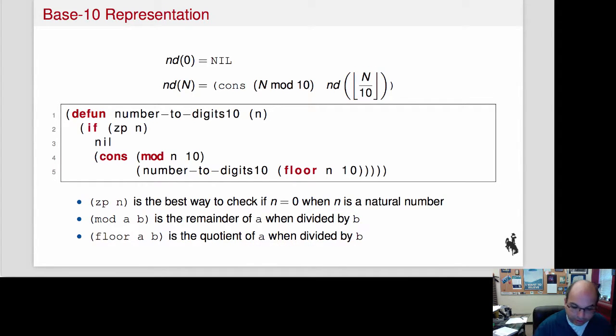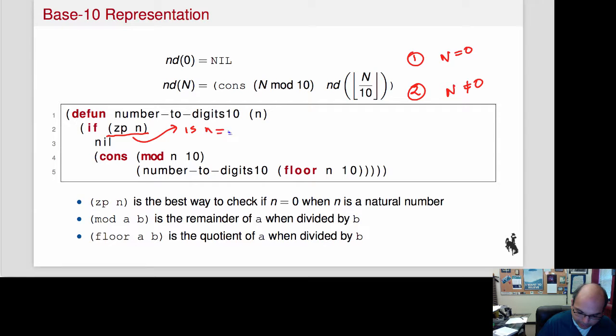So I have two equations, right? I have here equation 1, and I have here equation 2. Equation 1 is what we apply when n is equal to 0, and equation 2 is what we apply when n is not equal to 0. So this test here is the "is n equal to 0" test.